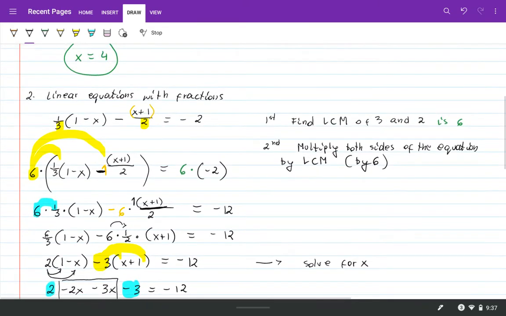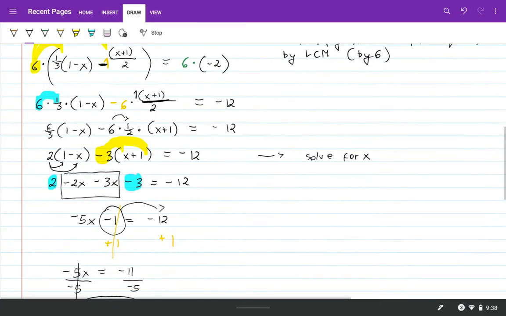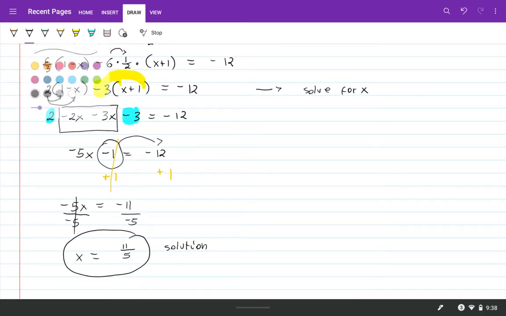Also, going back to this problem, I want to let you know, guys, that your first step, if you prefer that way, you could remove parentheses first and then multiply each by the LCM, which is 6. I actually prefer to find the LCM first and then multiply each by the LCM. Okay, so that was the example of solving equations with fractions.